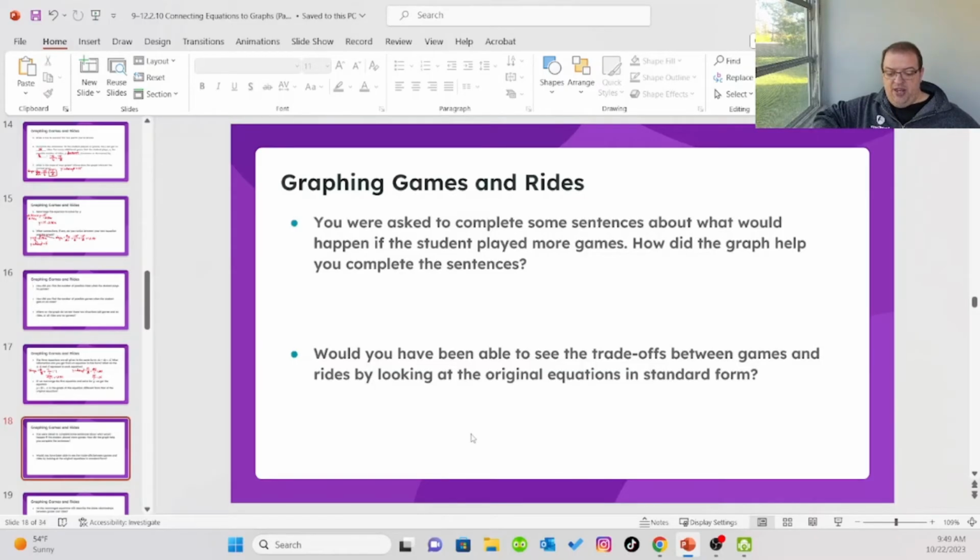Would you have been able to see the trade-offs between games and rides by looking at the original equations in standard form? Yes, because we know that the slope is going to be negative a divided by b, we can tell whether this is going to be a negative slope or a positive slope, and then tell how games and rides relate to each other.